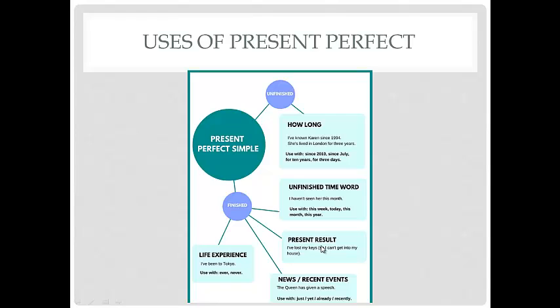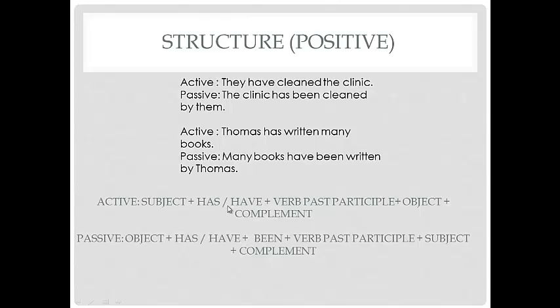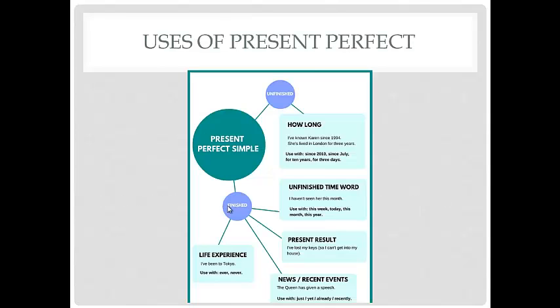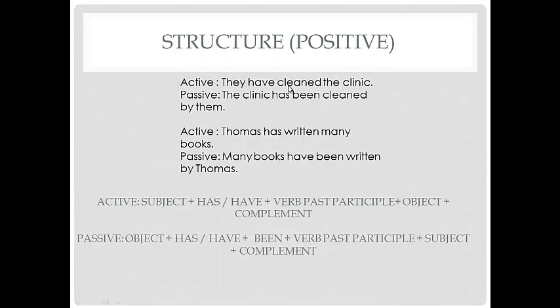Something has happened before, so you talk about the present result. You can also talk about news and recent events. For example, the Queen has given a speech, right? Also, life experience: I've been to Tokyo, right? Those are things that are finished. Okay, that's some extra information before we move to passive voice.